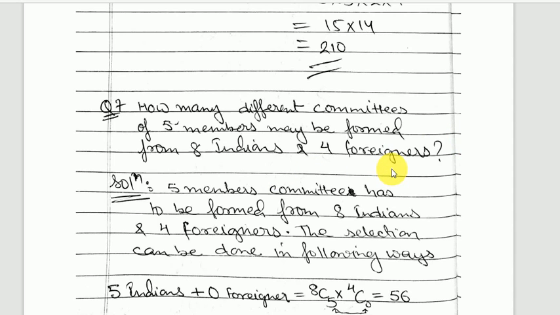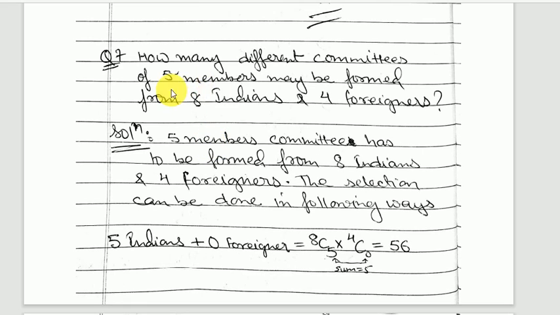It may happen that all the 5 members can be Indian, or all the 5 members can be foreigner, or it may happen that some are Indians, some are foreigners. So let us see the cases. A 5 member committee has to be formed from 8 Indians and 4 foreigners. The selection can be done in the following ways. Now we can do 5 Indians and 0 foreigner, means no foreigner.